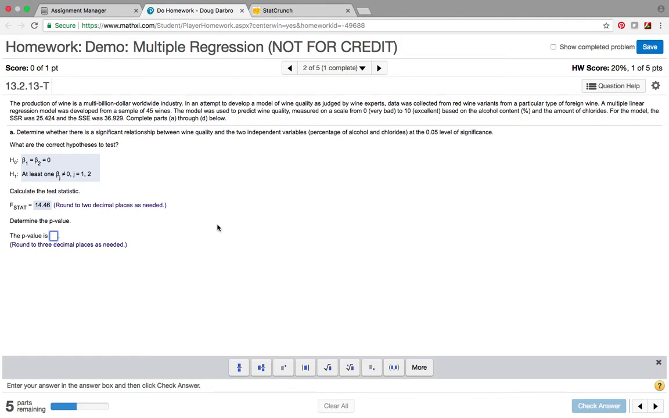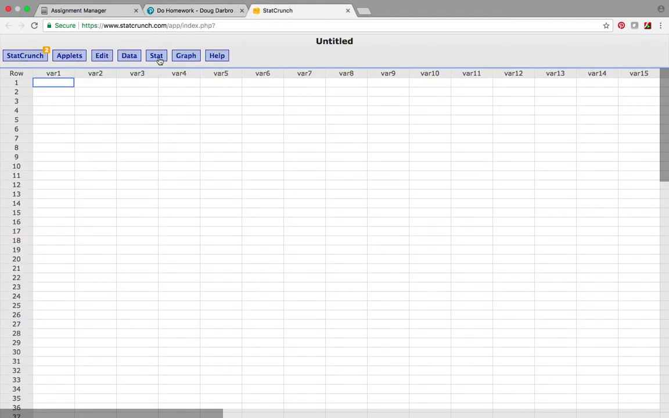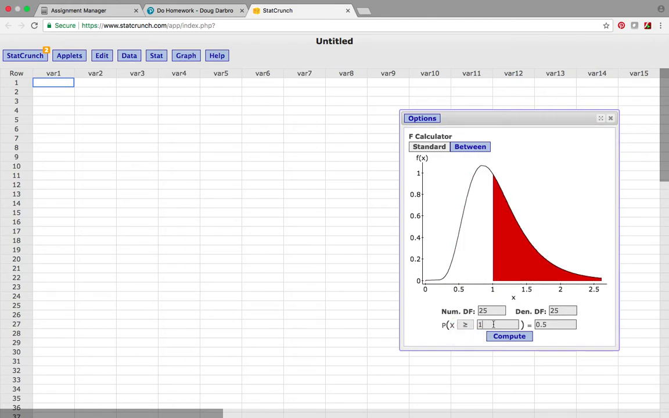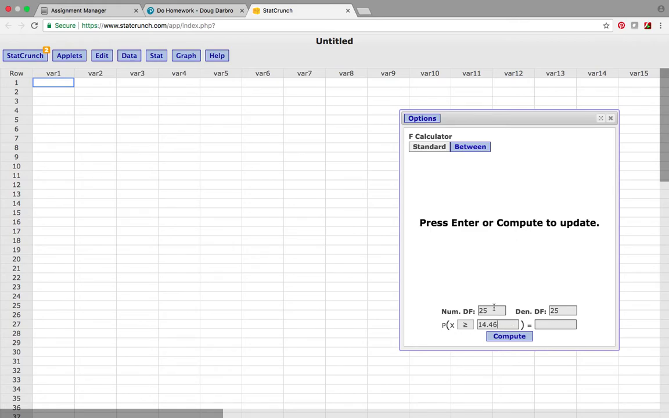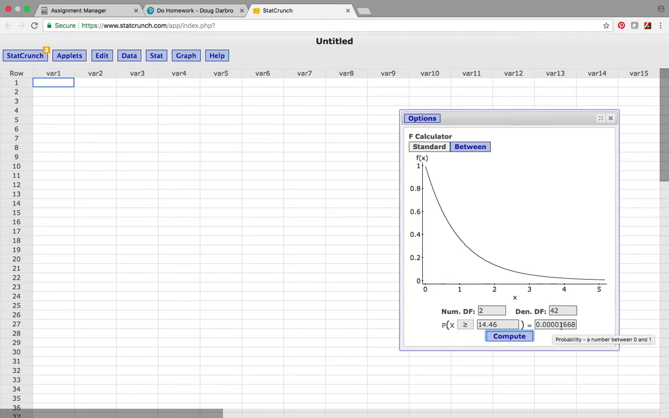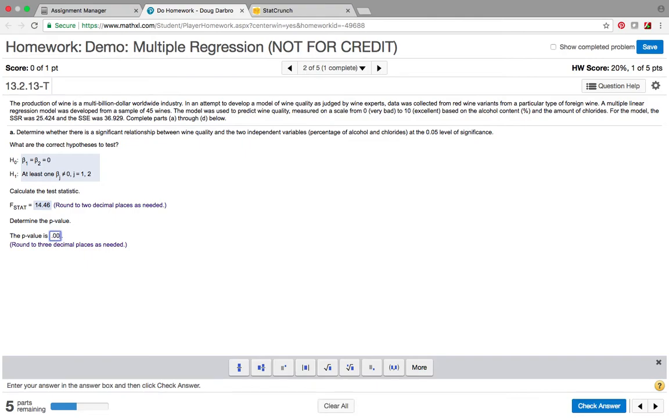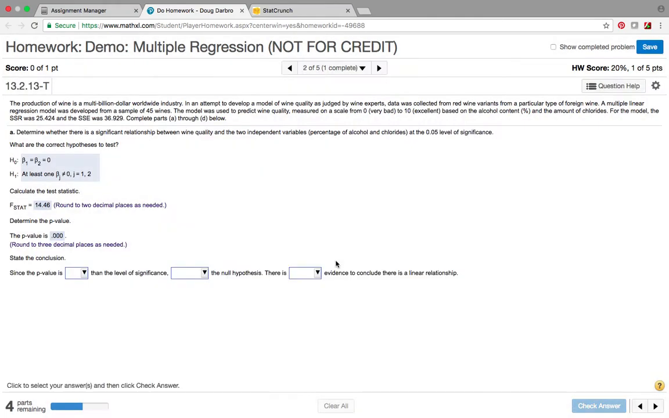P-value, let's calculate it. So we're 14.46, and we have degrees of freedom 2 and 42. And we get 0.000, so 4 zeros and a 2. So if we go to 3 places, it's just going to be 0.000. I was going to say I'm going to throw my computer through the door if that comes up incorrect. All right, since the p-value is less than the level of significance, we're going to reject the null hypothesis. So there is sufficient evidence to conclude there is a linear relationship.